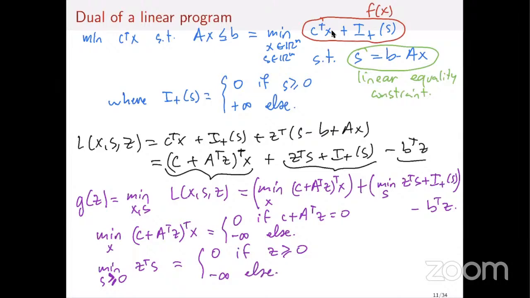Okay, and so what this actually means is that the domain of my dual function G of Z is going to be defined by C plus A transpose Z is equal to zero and Z non-negative, and the value on this domain will be equal to minus B transpose Z.